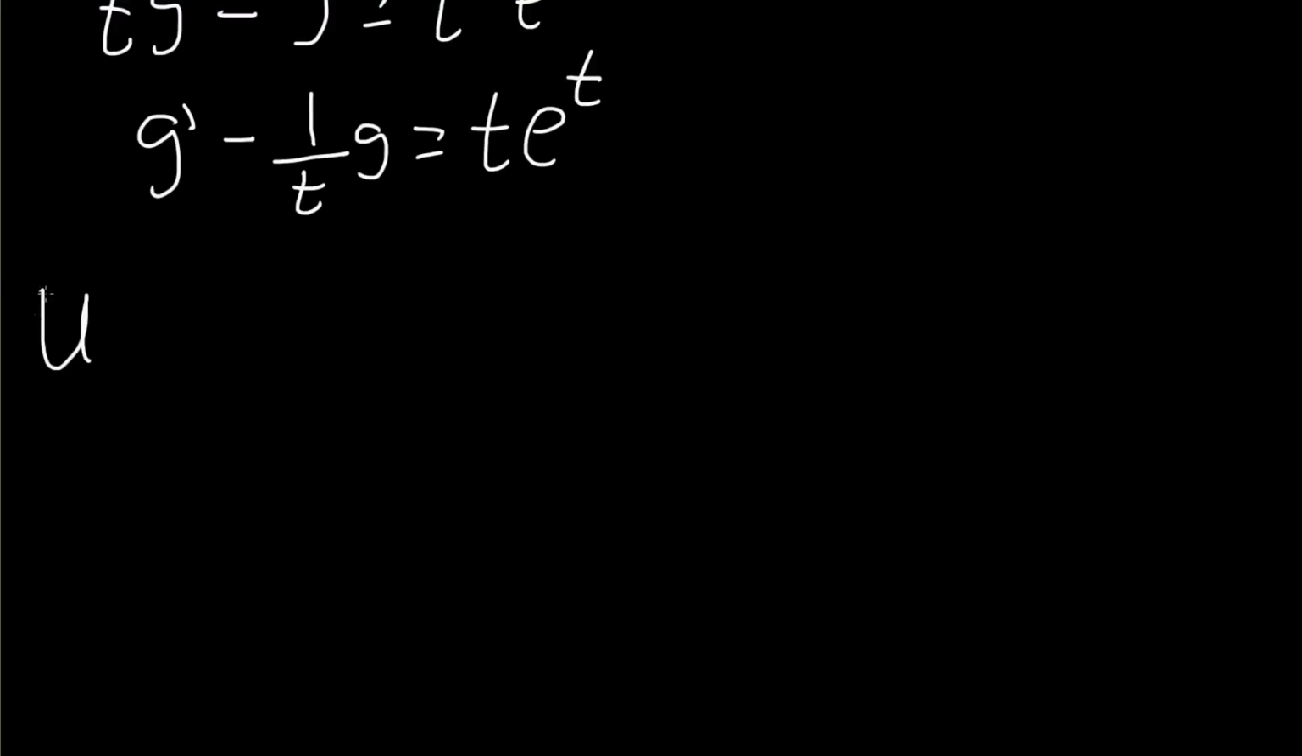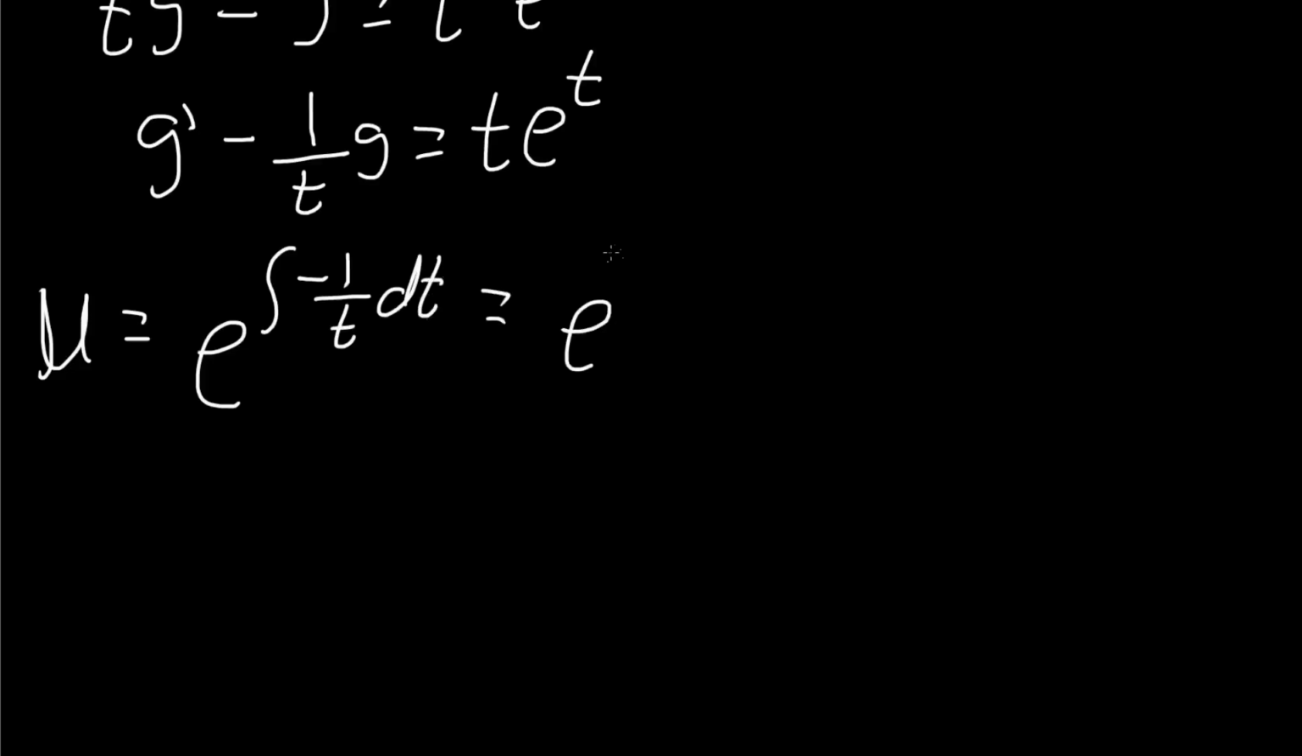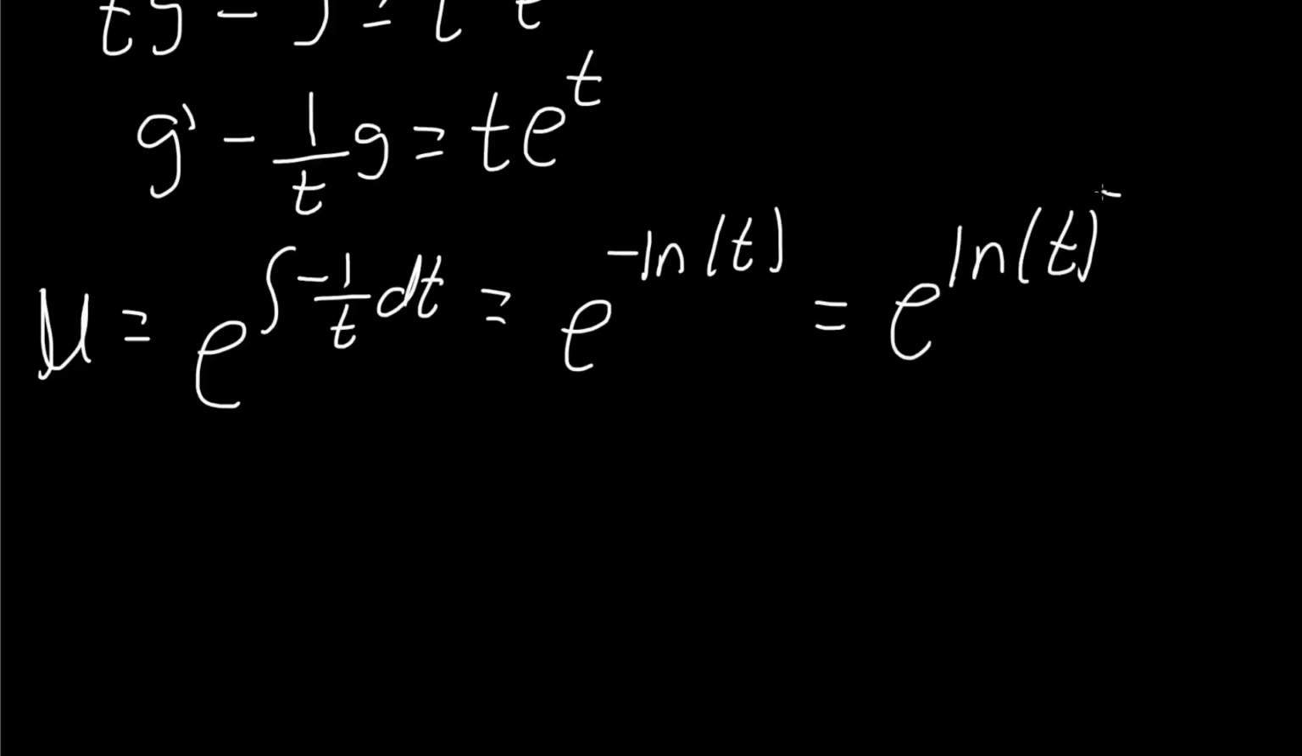So we say mu is equal to e raised to the integral of negative 1 over t dt. And so this would equal e raised to negative ln t. Likewise, this will equal e raised to ln t raised to negative 1. And so e raised to ln would cancel out, and we would get t raised to negative 1. So this is our integrating factor.